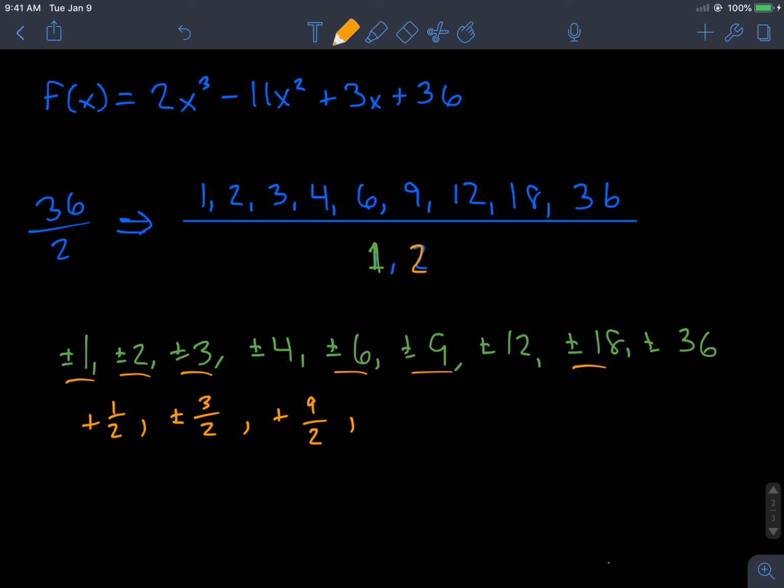Okay, so how long is our list this time? 1, 2, 3, 4, 5, 6, 7, 8, 9, 10, 11, 12, times 2. So 24 possible zeros for this one. But again, a lot smaller than looking through infinity. So that's how we make a list of the possible rational zeros.